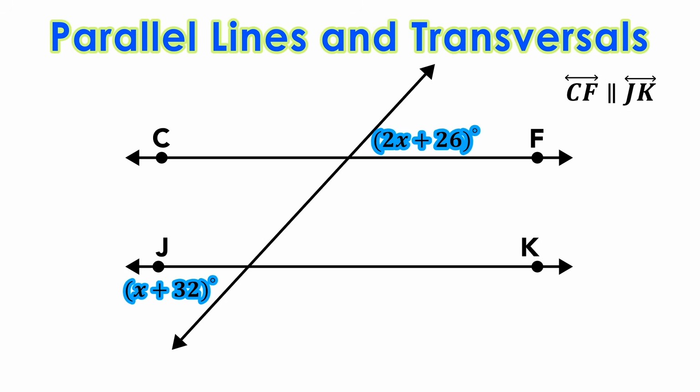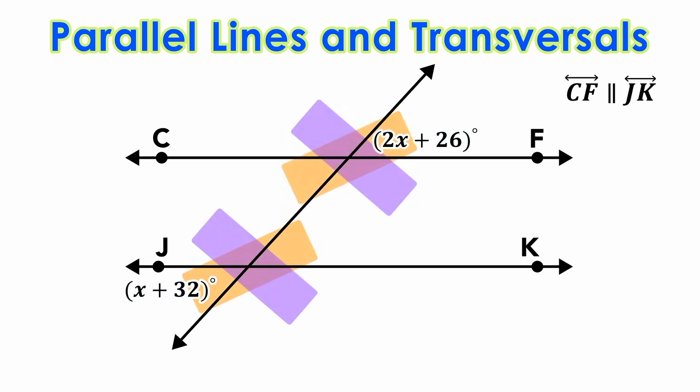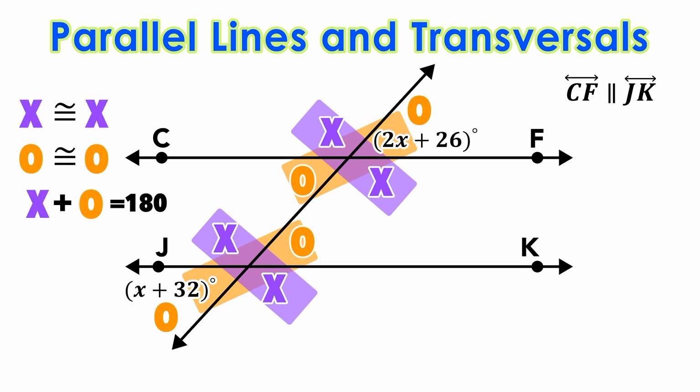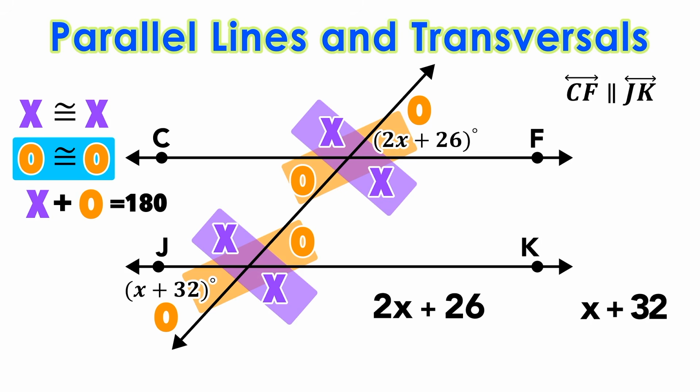So in this example, we want to find the value of x and find the angle measure of all of the angles in the diagram. So in this case, we'll label our obtuse angles with X's and our acute angles with O's. And remember those angle relationships. Now in this case, we can see that our two algebraic expressions are both O's. So I know that I have to set them equal to each other since those two angles are congruent. And now all we have to do is solve.